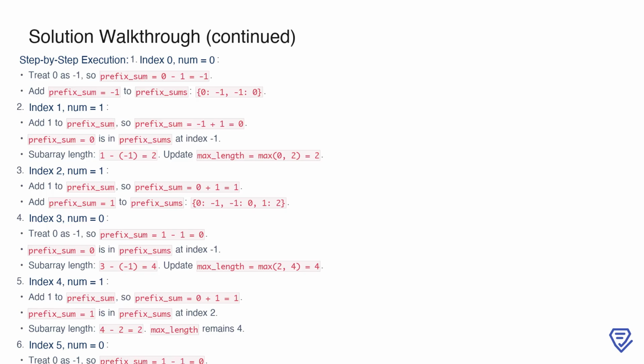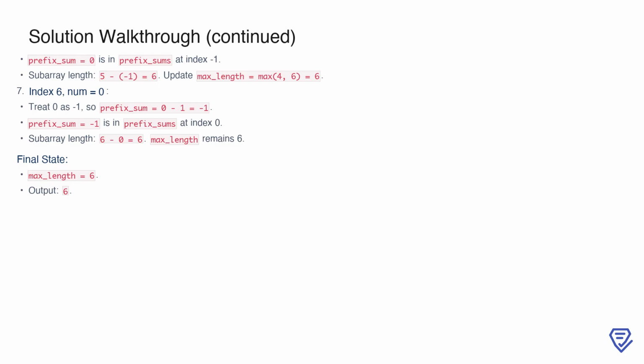At index 4, the number is 1, so we add 1 to prefix_sum, making it 0 plus 1 equals 1. This time, 1 is already in prefix_sums at index 2. The subarray length is 4 - 2 equals 2, so max_length remains 4. Finally, at index 5, the number is 0, treated as -1, updating prefix_sum to 1 + (-1) equals 0. Here, prefix_sum equals 0 is in prefix_sums at index -1.